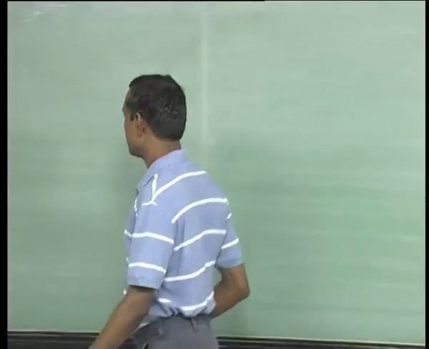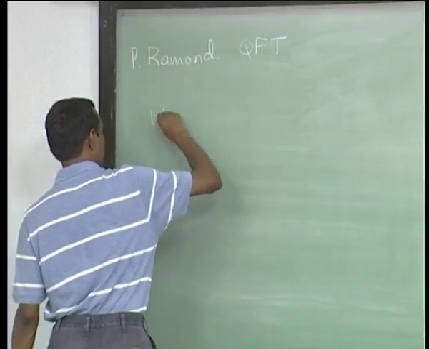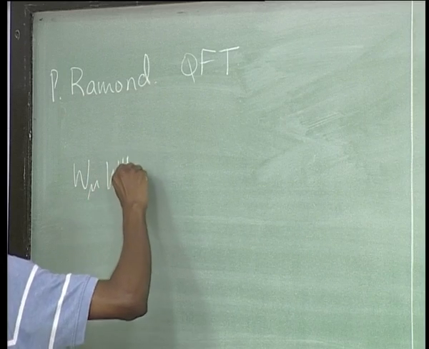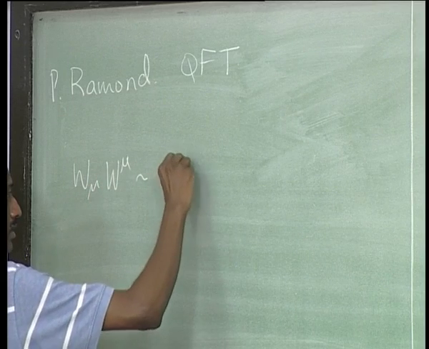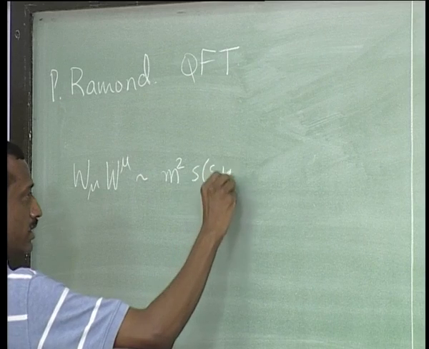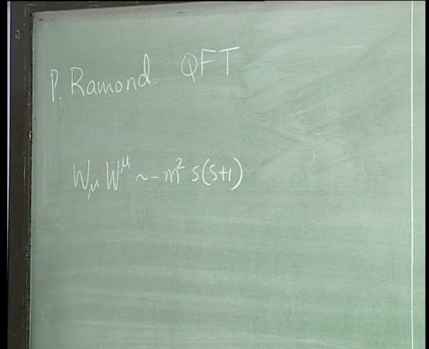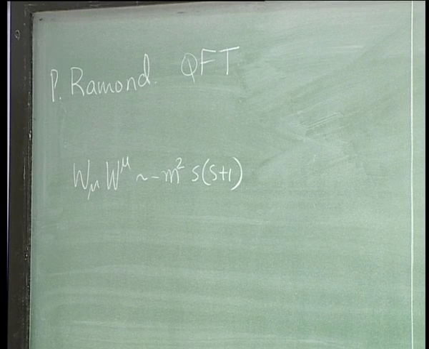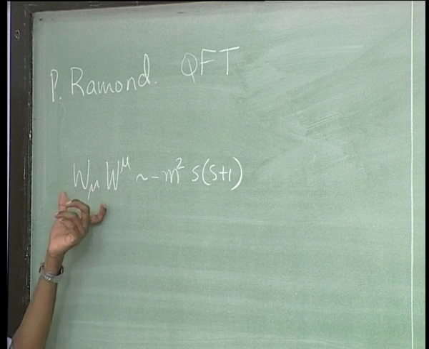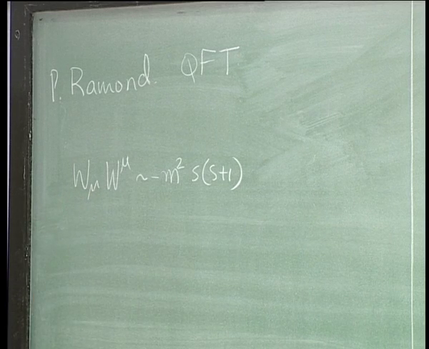And just one thing, I think yesterday I said that this should go like m square times s into s plus 1, and I think there is a sign, a plus or minus sign, in our convention. But that is again something which you can work out. These are the eigenvalues of this Casimir, and it should be that.